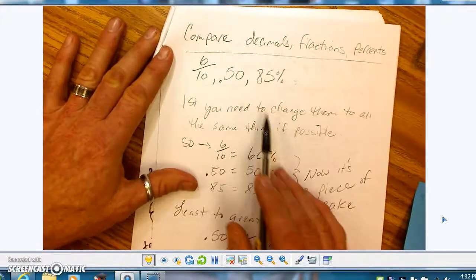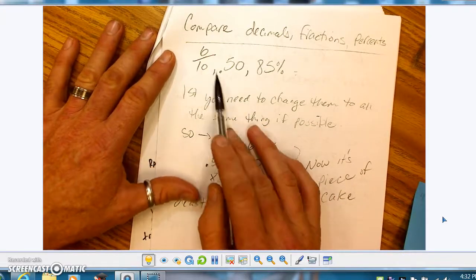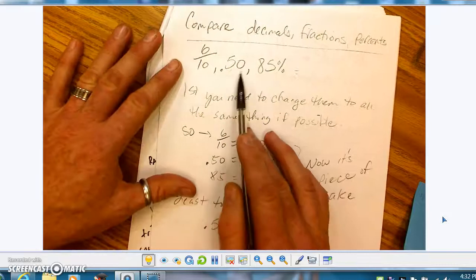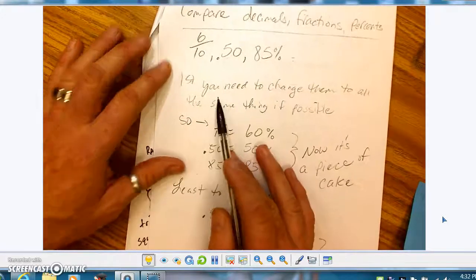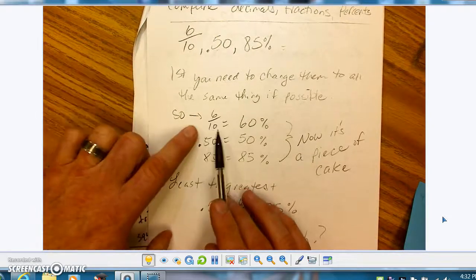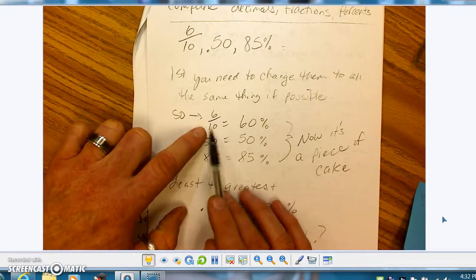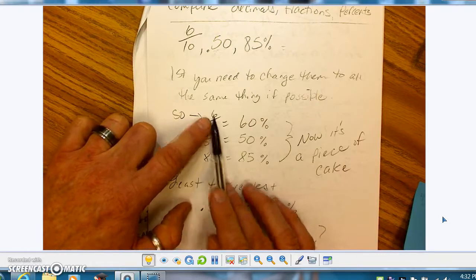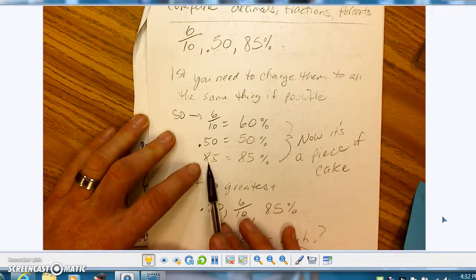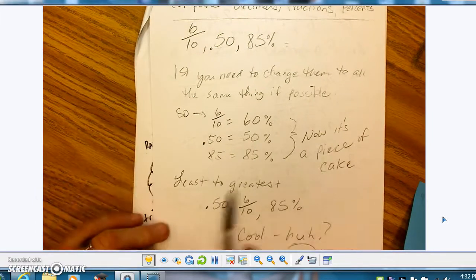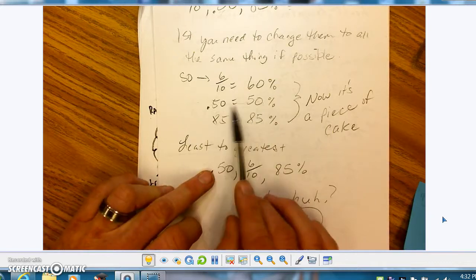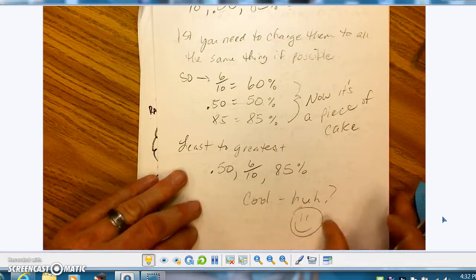Comparing decimals, fractions, and all this. So we got 6 tenths versus 5 tenths or 50 hundredths and 85%. First, change them. So the 6 tenths could be turned into 60%. Think of it like a test again. You took 10 and you got 6 right, so you got 60%. The 50 hundredths is 50%. The 85 would be 85%. Now it's a piece of cake. You just look at them. And so 50% would be there, there, there. And that's it.